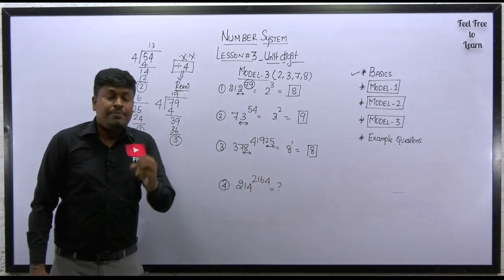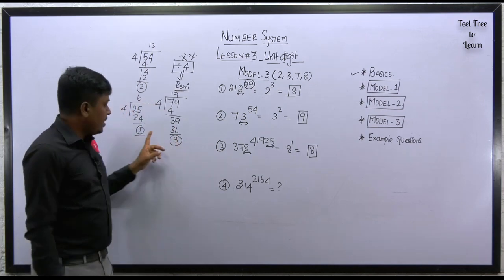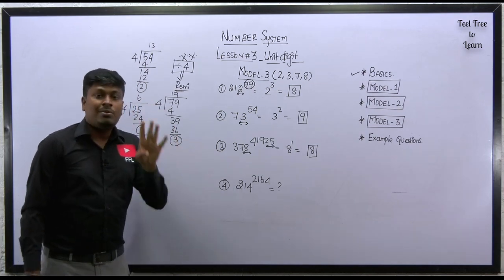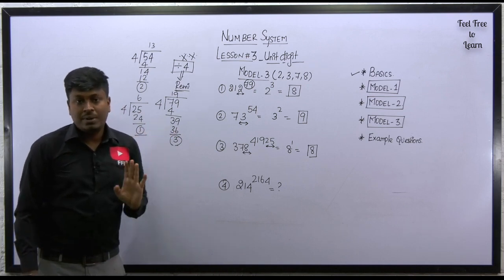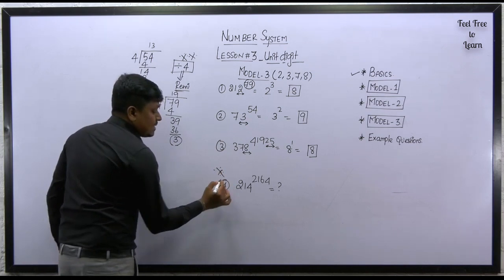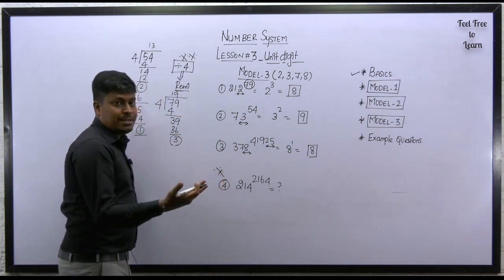In case we get a remainder 0, what you need to do is write down 4 and then find the unit digit. Just look at this last number 4 alone. It's an exceptional case if it gets a remainder 0.